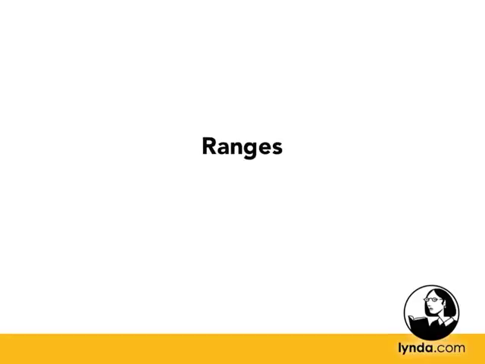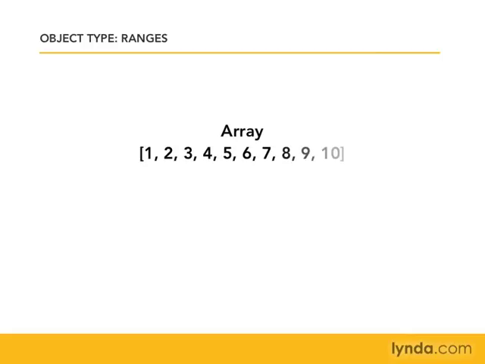In this movie, we're going to talk about the Ruby object type for ranges. Now, a range is going to typically be a range of numbers, right? So let's say numbers from 1 to 10. Well, we could have an array that would contain all of those numbers, or we could simply have a range, which would say, well, here's the starting point and here's the end point. It's from 1 to 10.